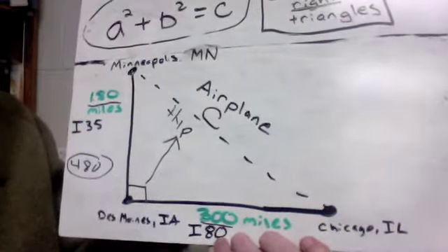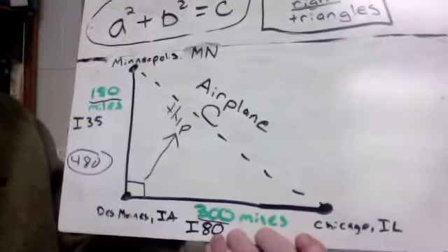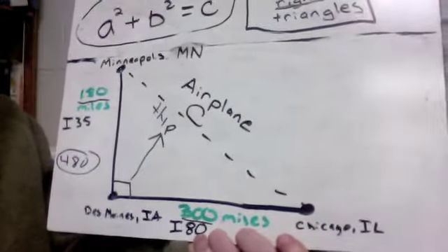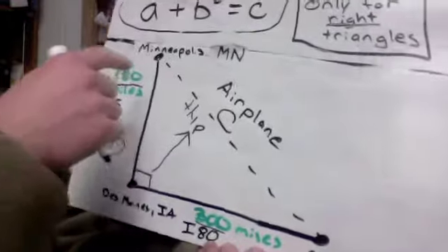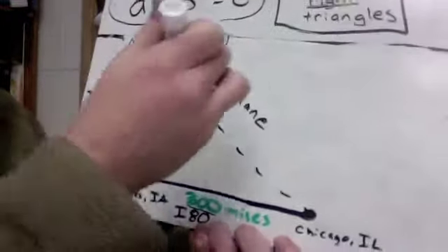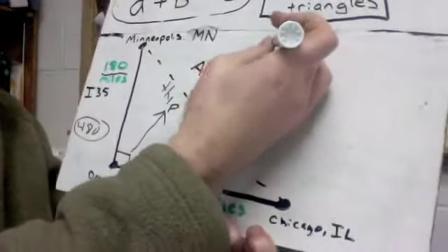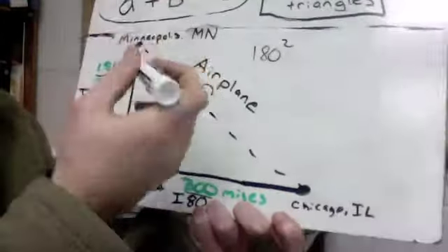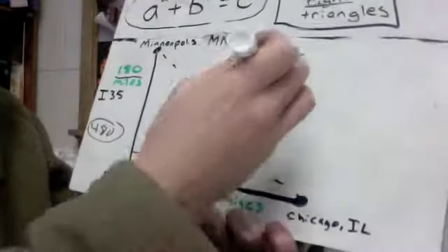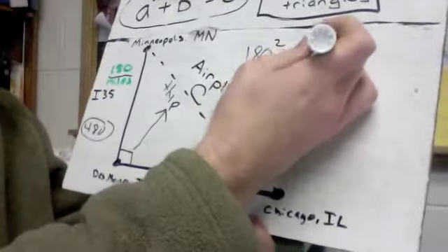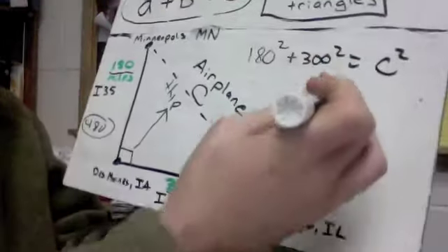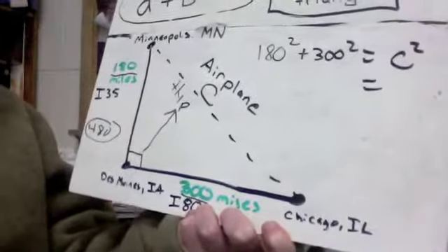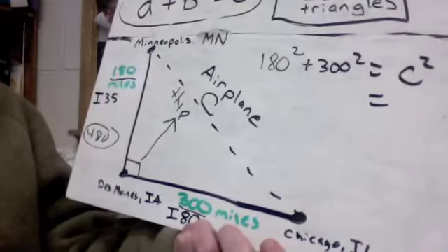All right, if you've unpaused the video now, we're going to go through how this works and what the answer is. So using the Pythagorean theorem, we know that this side we could call A, so we'll do 180 to the second power. Now you could have used that as B, it's going to be the same thing. Over here we've got 300 to the second power, and it all should come out to be C to the second power.